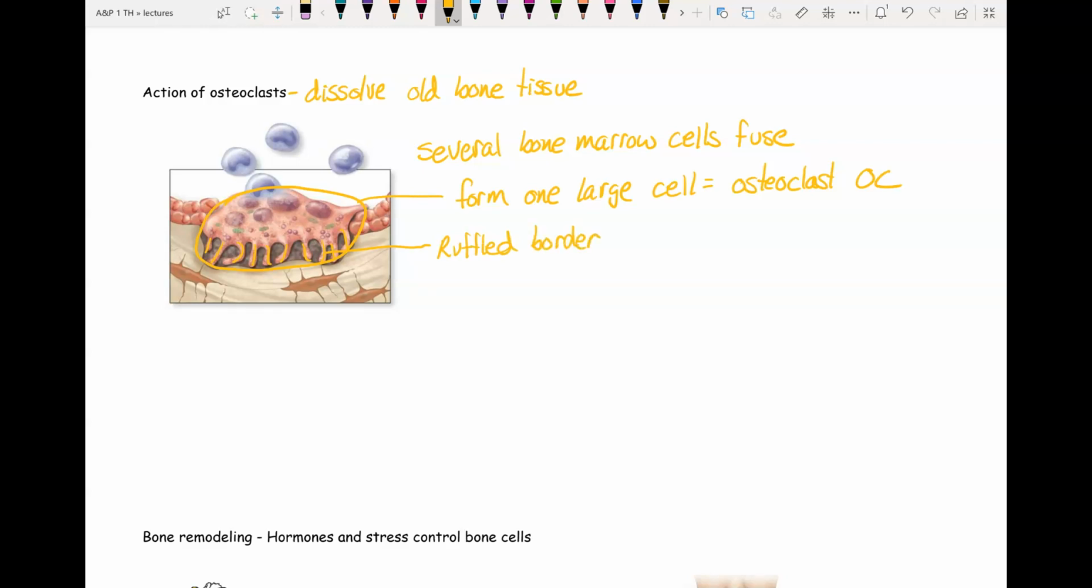And the purpose of this is to create more surface area. And this ruffled border secretes hydrochloric acid. And that hydrochloric acid dissolves the bone.